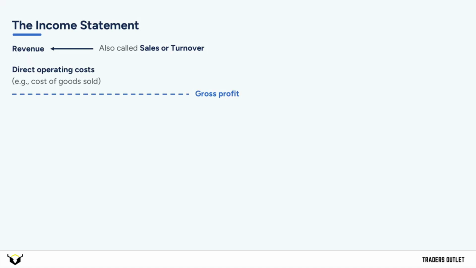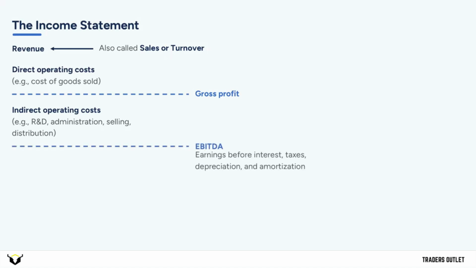Next on the income statement come the indirect operating costs. So this could be things like selling expenses, distribution expenses, administration expenses. Sometimes these are listed as individual line items, but sometimes they're grouped together in just one line item called selling, general, and admin expenses, or SG&A for short. If we take our revenues and then deduct both our direct operating costs and our indirect operating costs, we arrive at our next profit subtotal called EBITDA, or earnings before interest, taxes, depreciation, and amortization.